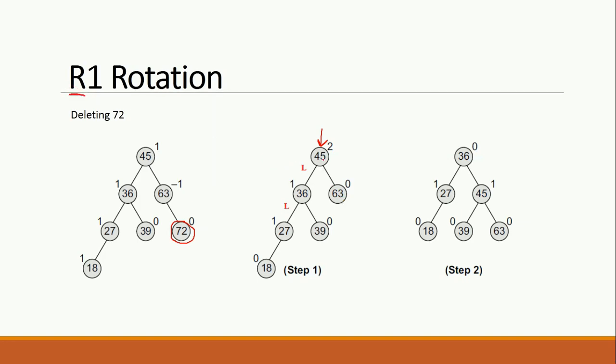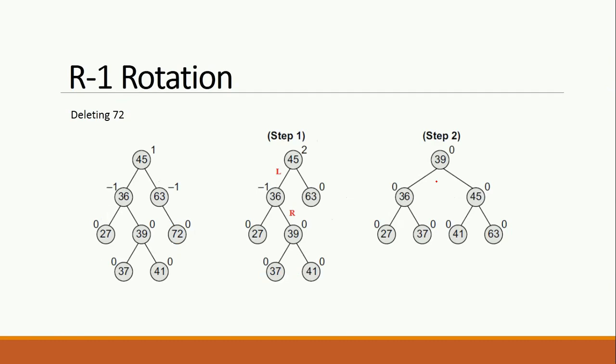Find the balance factor of the left descendant node. From which node are you getting the violation? 45. Who is the left descendant? 36. What is the balance factor? 1. So apply the R1 rotation. How to apply R1 rotation? LL. Whenever an R1 rotation is required, you have to apply LL rotation. Once you apply the LL, this will be the final answer.